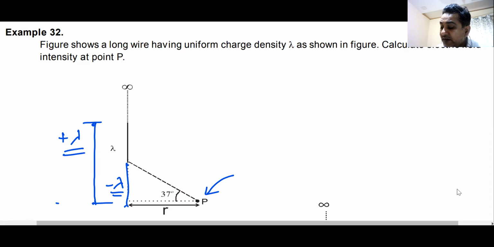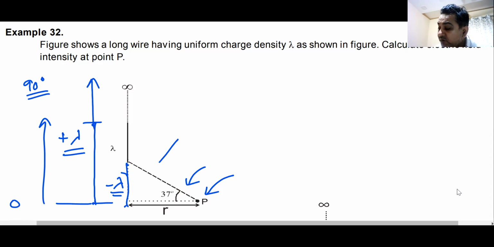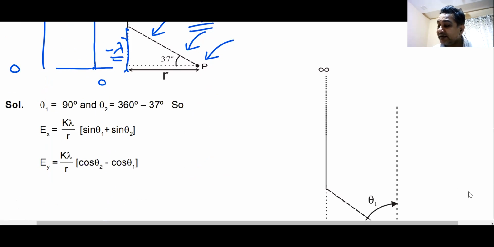For this wire of plus lambda, one angle is 0 and the other angle is 37. For this wire of lambda, one angle will be 0 and the other will be 90 degrees to integrate. For this wire of minus lambda, one angle will be 0 and the other 37. I can superimpose these two fields, whether electrostatic, gravitational or magnetic. We have the general formula for these three fields. Put one angle as 0, the other as 90, one as 0, the other as 37, superimpose the two fields and get your answer.